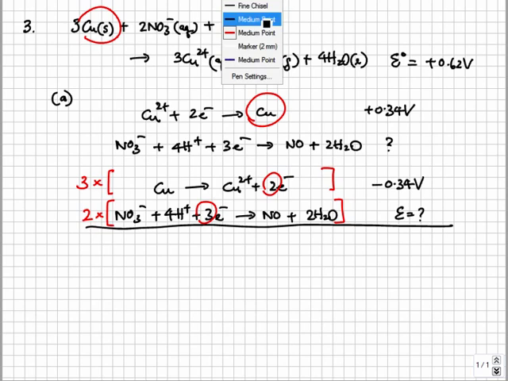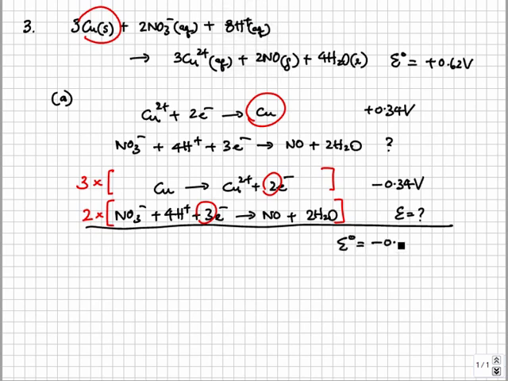However, it is important to remember that you never have to multiply the half reaction potential by the stoichiometric coefficients. Therefore, the overall potential is 0.34 volts plus the unknown potential of the second half reaction. The total is 0.62 volts. Therefore, the potential of the second half reaction must be plus 0.96 volts.